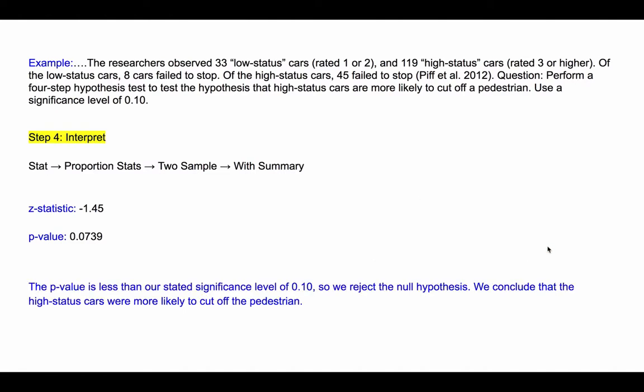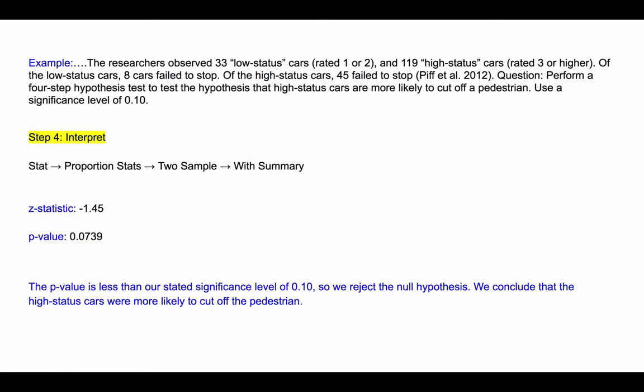Okay, now what do we do in step 4? We interpret and we make a decision about how far away P1 and P2 are likely to be. So our p-value is less than our stated significance level of 0.10. So we decided in the beginning to have a significance level of 0.10. And so because this p-value is smaller than it, we reject the null hypothesis. What does that mean? We're going to conclude that the high status cars were more likely to cut off the pedestrians.